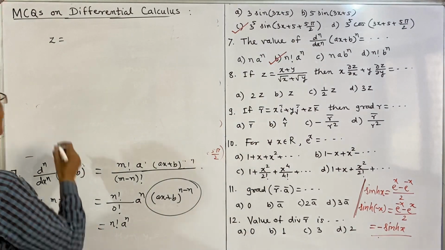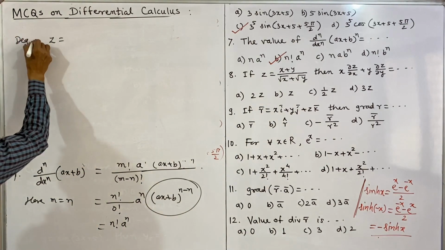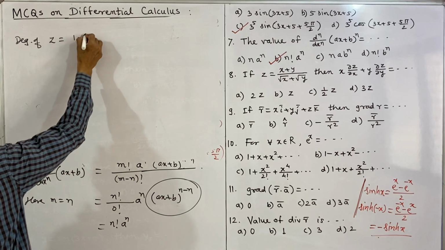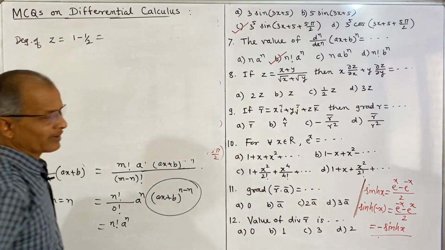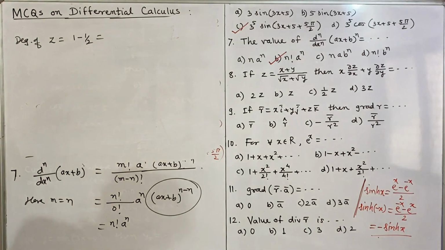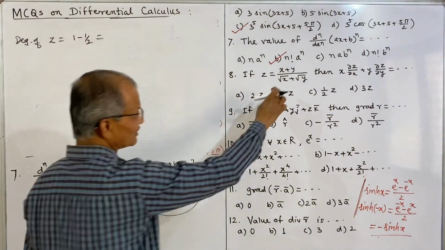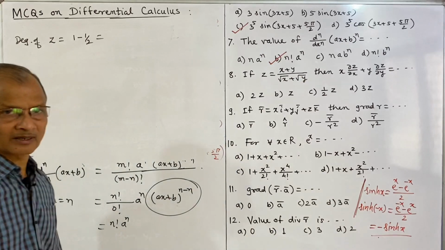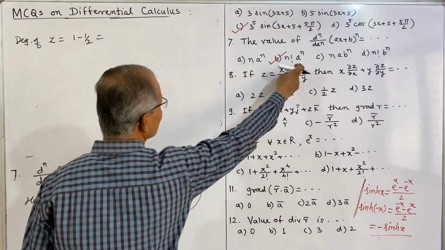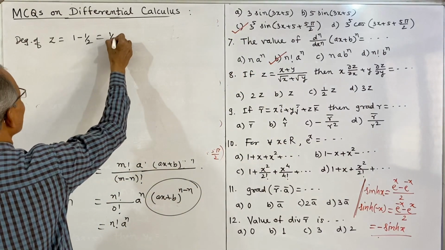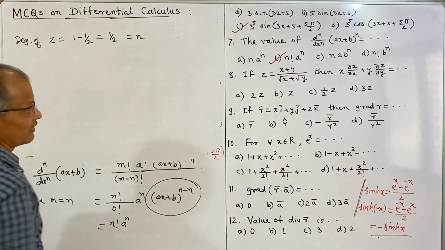So, the degree of z will be 1 minus half. The numerator has power 1 and denominator has power half. Numerator is homogeneous of first power, denominator is homogeneous of half power, and therefore the power of the whole expression will be the subtraction of these two powers, and that is half, and this is n, we shall suppose.